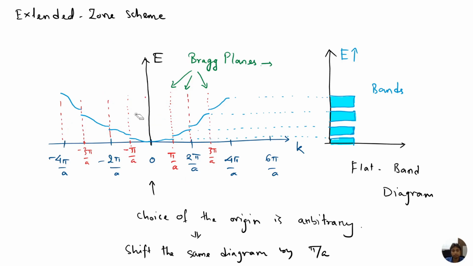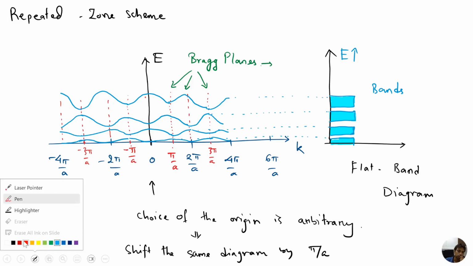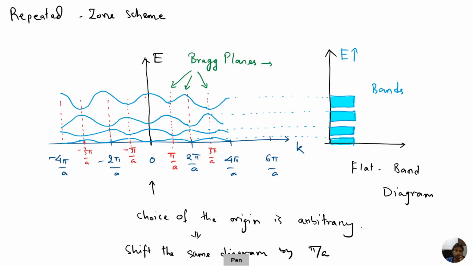When you shift this diagram by 2 pi by a, and you keep translating and translating, what you end up with is this. Initially we had this thing, from here to here, then here to here, here to here. That was the earlier picture. Now when you shifted, you ended up with something like a sine curve. So this is your repeated zone scheme.